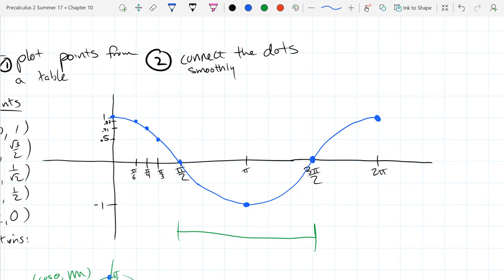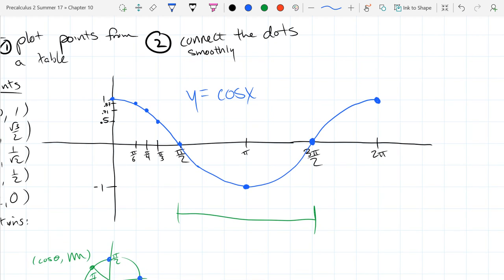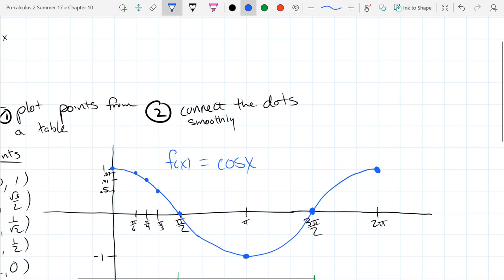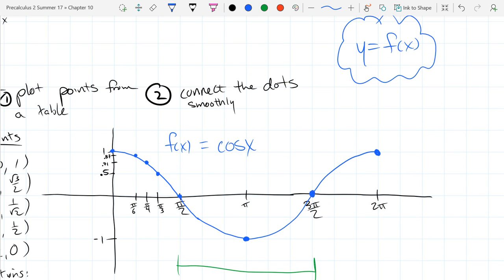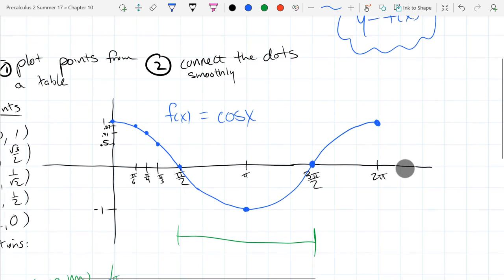All right, and this is cosine, y equals cosine of x, or f of x equals cosine of x, however you want to write it. One of the big takeaways from Precalculus 1, or just functions and graphs in general, is that they're almost always written in the form y equals f of x. So y is f of x, so I could write f of x, or I could write y, whichever one I want to write, depending on what notation is better.